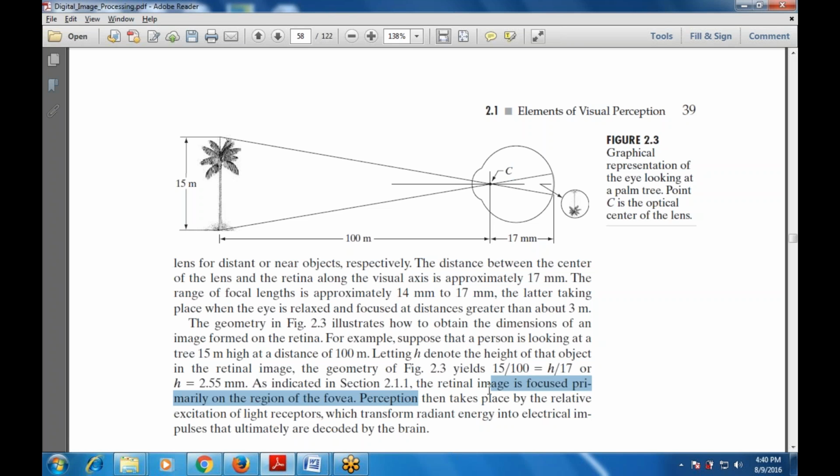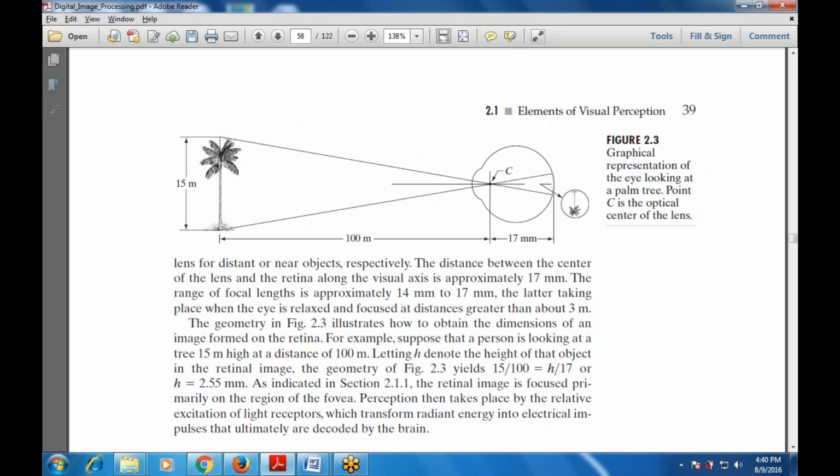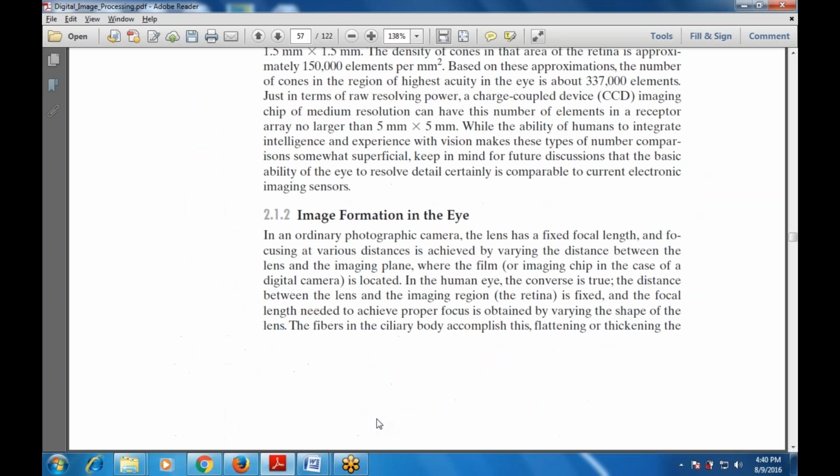Perception then takes place by the relative excitation of the light receptors, which transform radiant energy into electrical impulses that are ultimately decoded by the brain. This is the graphical image formation, or how the image will be formed in the eye. In the ordinary photographic camera, the lens has a fixed focal length and focusing is done at various distances.